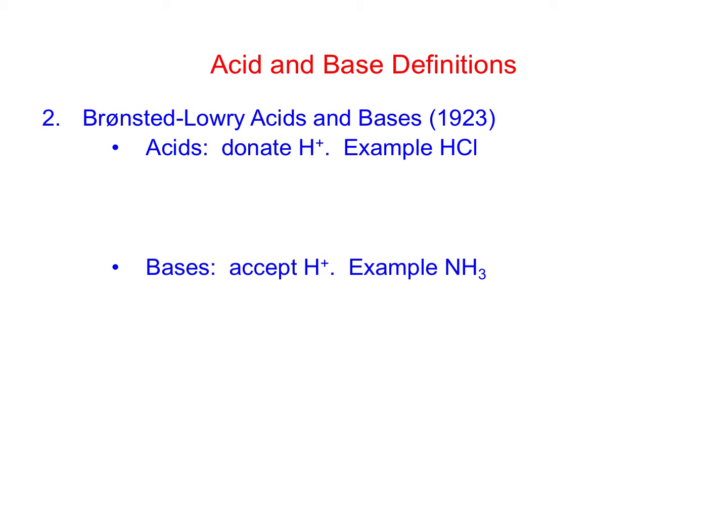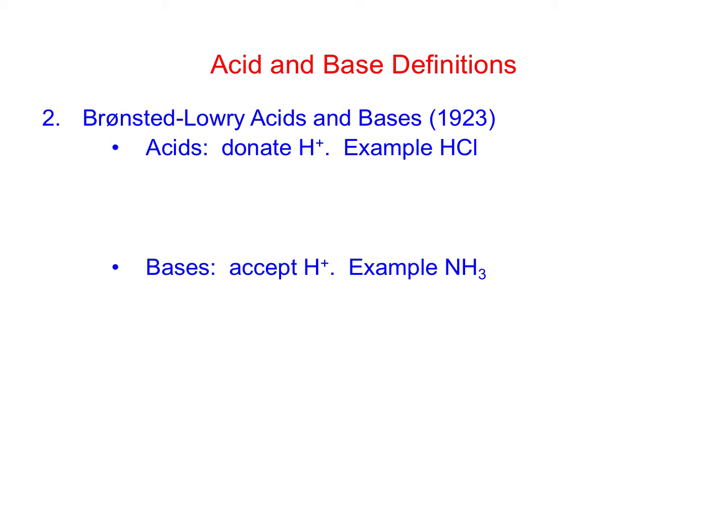Now, for a lot of chemistry, the Arrhenius definition is a little bit too restrictive. It would be better and easier if we had a broader definition for acids and bases. And so one broader definition of acids and bases is called the Bronsted Lowry definition. And in this definition, acids donate H plus and bases accept H plus.